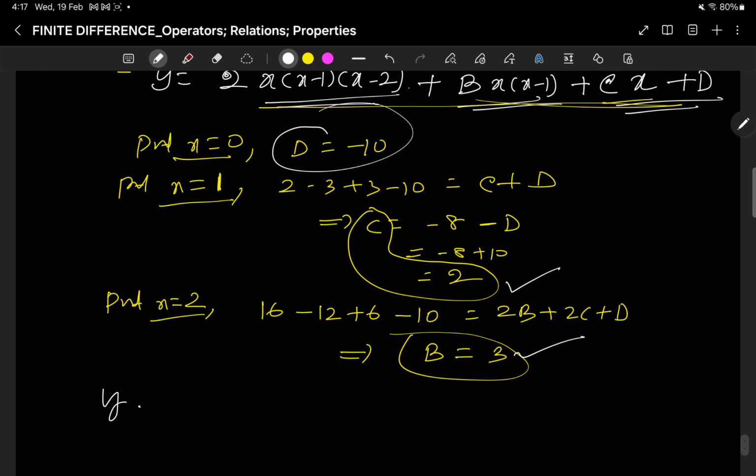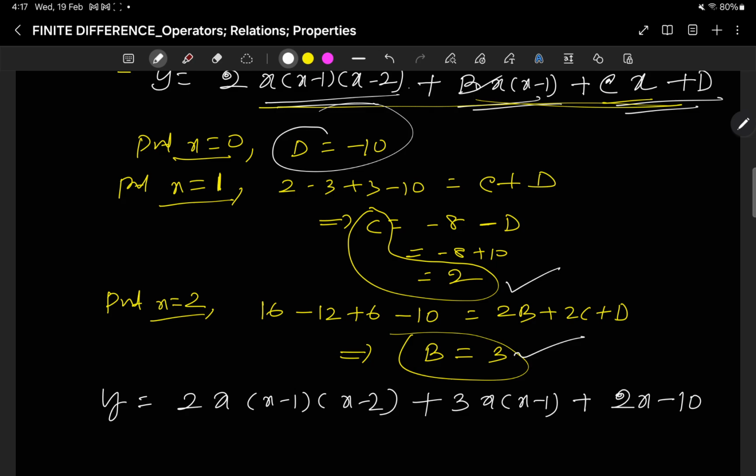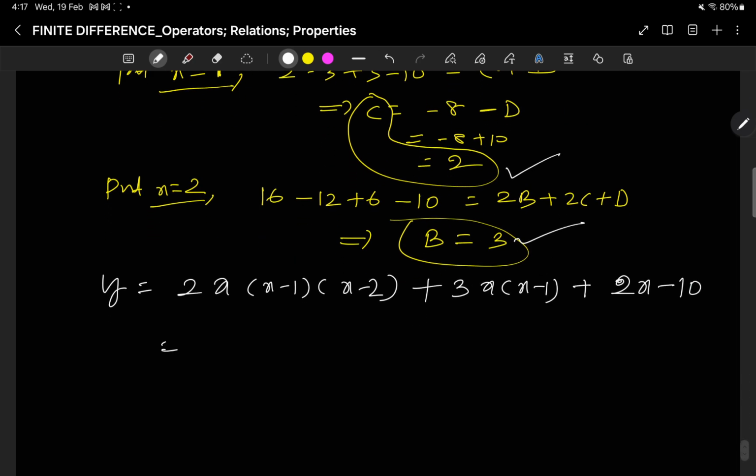So therefore, what is y? y is equal to 2x into x minus 1 into x minus 2. The value of b is 3, so we substitute here: 3x into x minus 1. The value of c is 2, so it is 2x, minus 10. Okay, so now we write it: 2x power 3 plus 3x power 2 like this, plus 2x power 1 like this, and here minus 10.